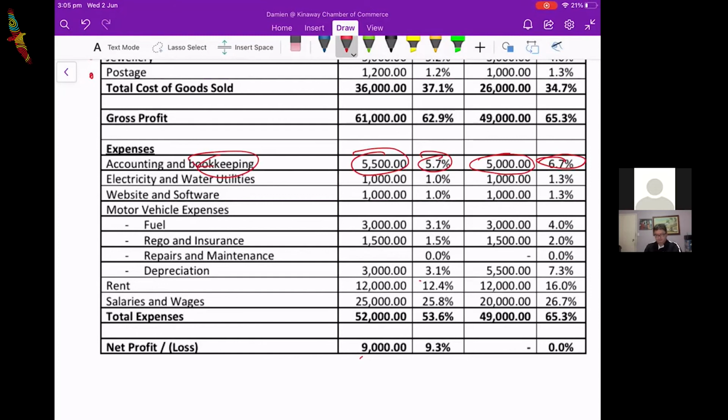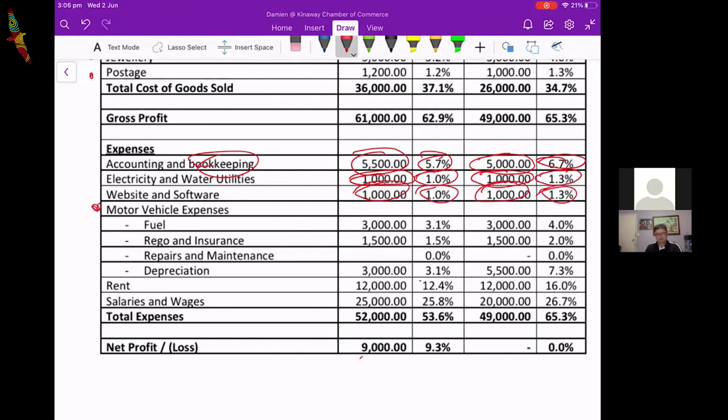Electricity and water utilities. They've gone from $1,000 last year and remained at $1,000. But as a cost of total sales, they've gone from 1.3% down to 1%. So all in all, the cost has remained the same. There's been no changes to the business. So relatively speaking, there's been no change in the costs, but as a percentage of total sales, it's actually come down. Website and software, again, it's gone from $1,000 and is still at $1,000 for the year, and gone from 1.3% down to 1% as a percentage of sales.